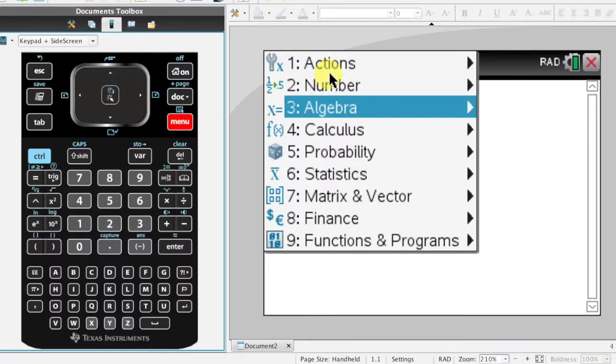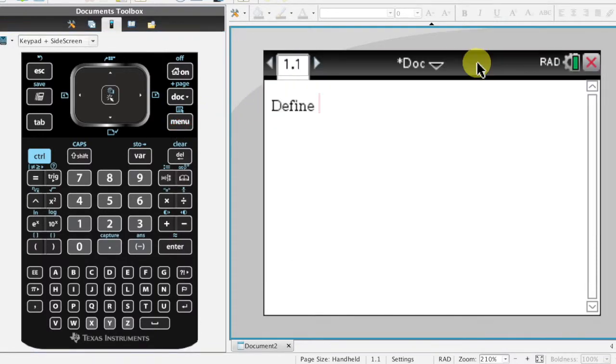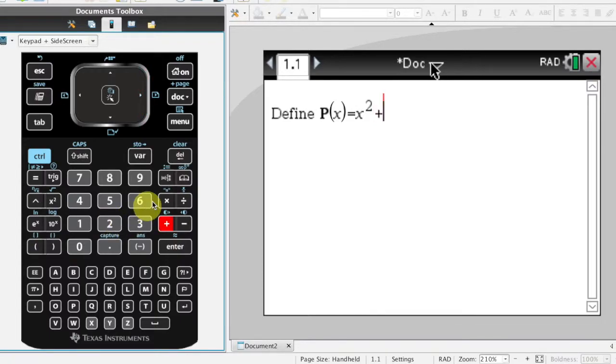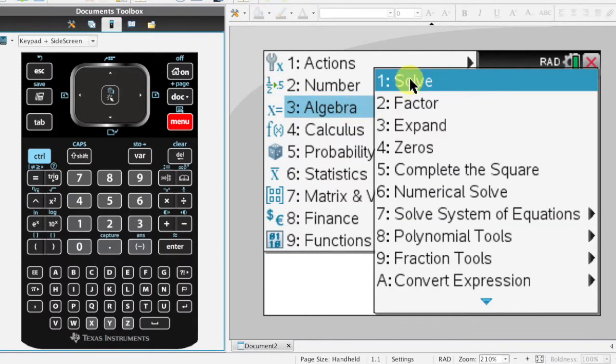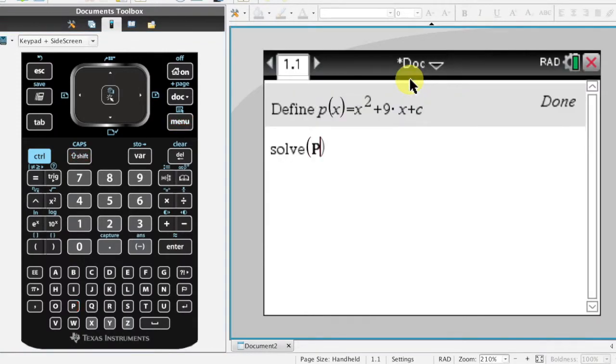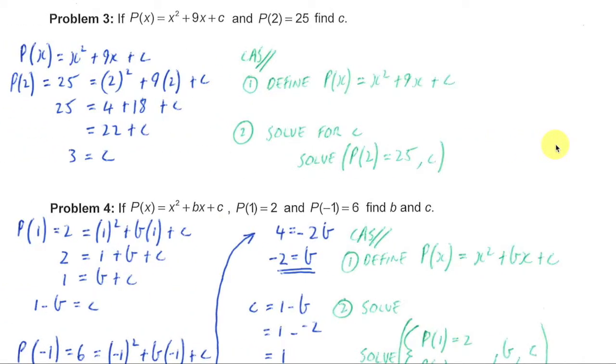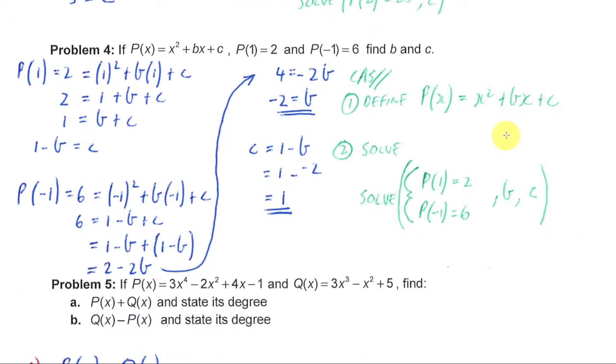On our CAS menu, actions define, and I'm going to define p of x, and that's equal to x to the power of 2 plus 9 times x plus the unknown constant c. I'm now going to solve, so menu algebra solve, and I want p of 2 to equal 25. I'm solving for c. And you can see we get c equaling 3. That's problem 3 done.